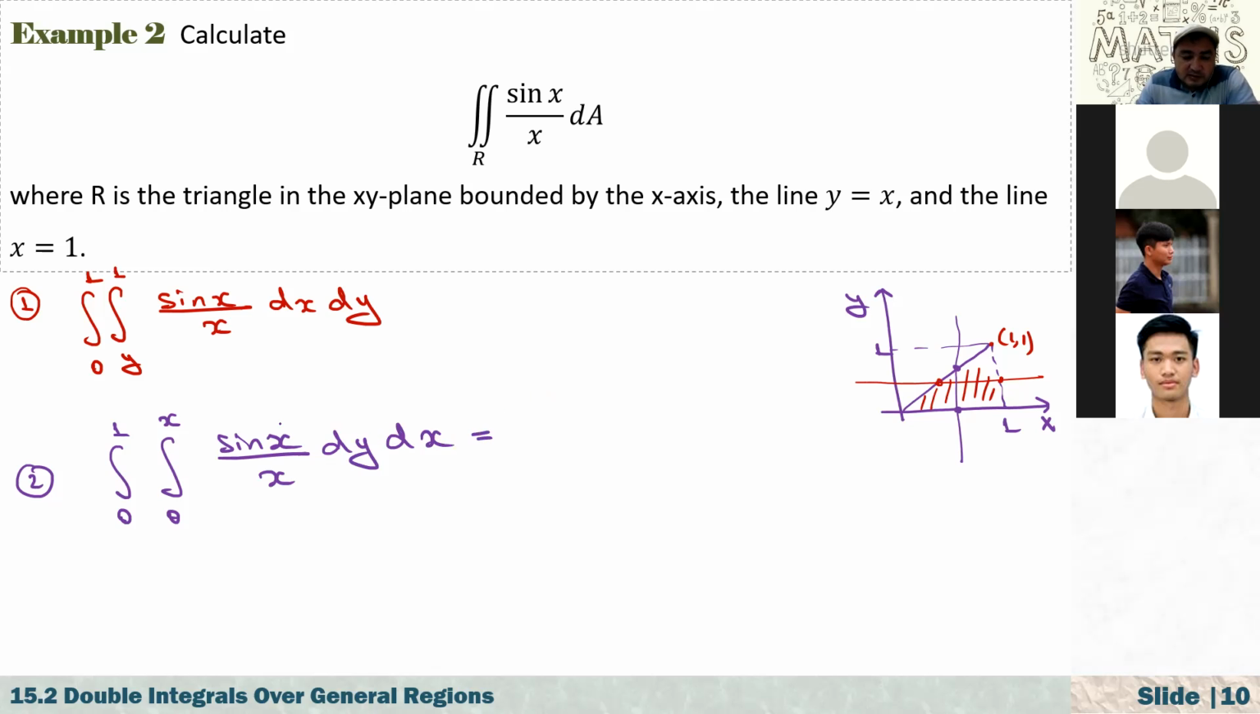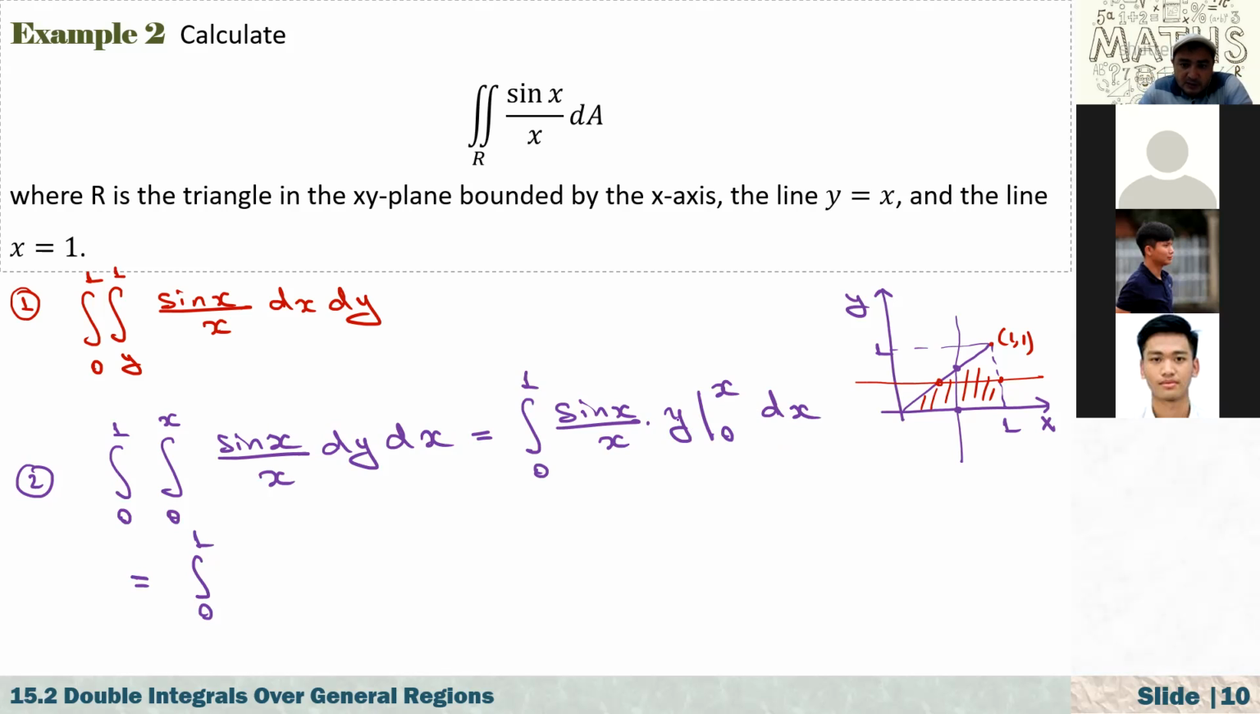So if you evaluate this, the sine of x over x with respect to y is just a constant number. So that's equal to integral from 0 to 1. Here we have sine of x over x times y, which is changing from 0 to x. And here we have dx. And that is equal to integral from 0 to 1. When y is equal to 0, 0 times sine of x over x, that's equal to 0.